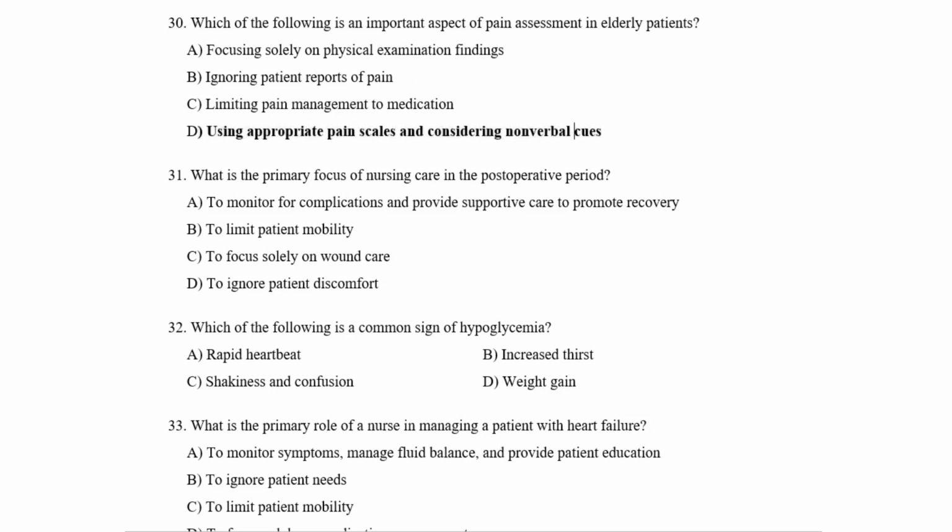Well, त्यसै गरी हामी क्वेशन नम्बर 31 मा हेरौं त. What is the primary focus of nursing care in the post-operative period? Option A मा रहेछ to monitor for complication and provide supportive care to promote recovery. Option B मा रहेछ to limit patient mobility. Option C मा रहेछ to focus solely on wound care. Option D मा रहेछ to ignore patient discomfort. यसको सही उत्तर हो option A.